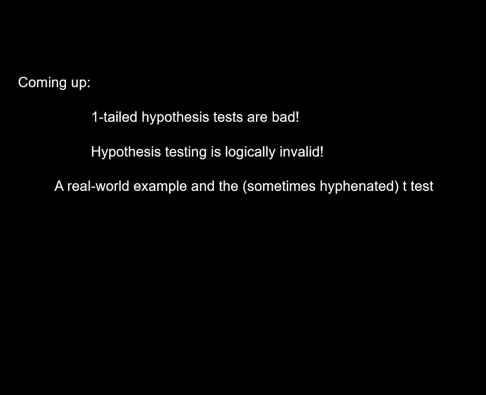The first is the issue of directional predictions and tails. I illustrated null hypothesis significance testing with a directional prediction and a one-tailed p-value, but one-tailed tests are actually problematic even if you have a directional prediction. I'll talk about why that is in that future video. Also, I'll do a video on why some statisticians, mathematical psychologists, and probably scientists from other fields think that null hypothesis significance testing is logically invalid and should never be used.